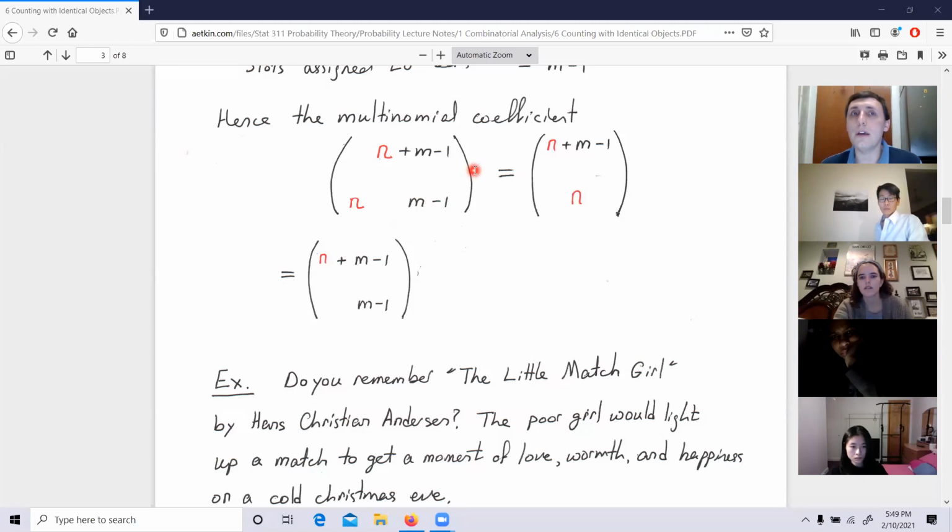In that previous problem, n was 5. We had 5 toilet paper rolls to be divided among 6 individuals. Obviously, some individuals will not get anything. And then the 6 is just m minus 1.